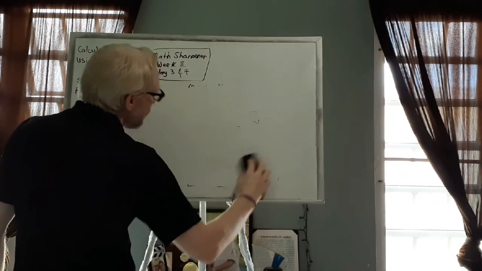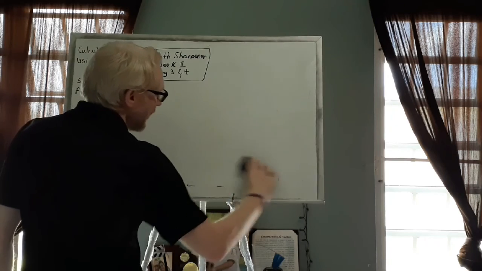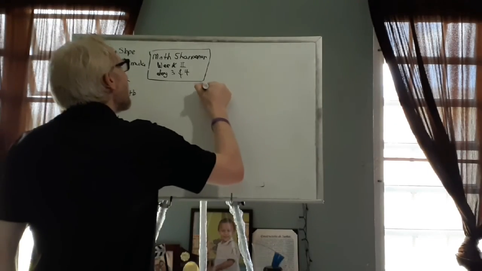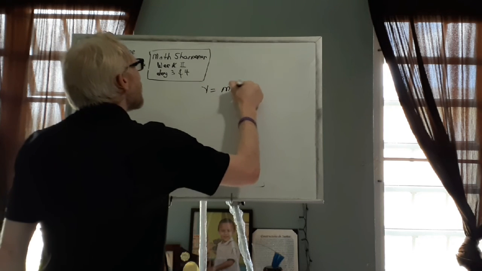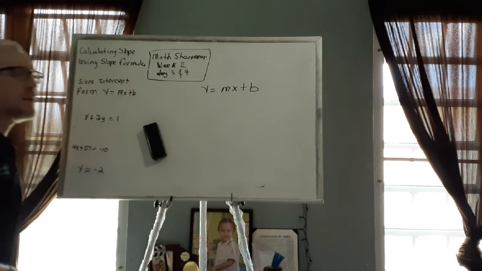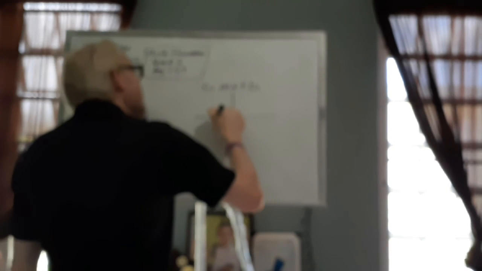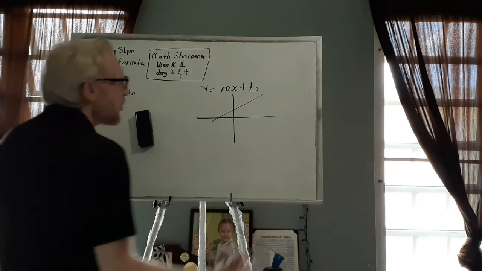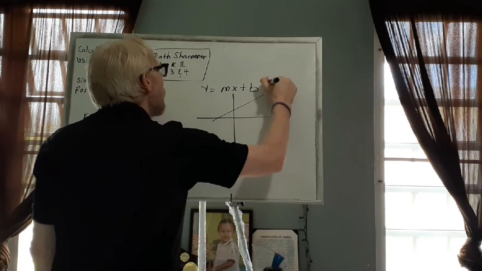Now the slope-intercept form is defined as y equals mx plus b. Now y equals mx plus b basically means this: if I have a slope, this is the equation of a straight line, right? So b is what we call the y-intercept.